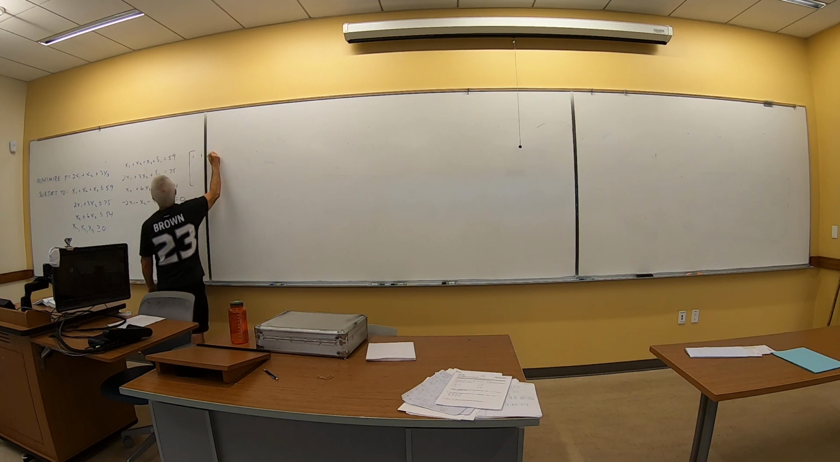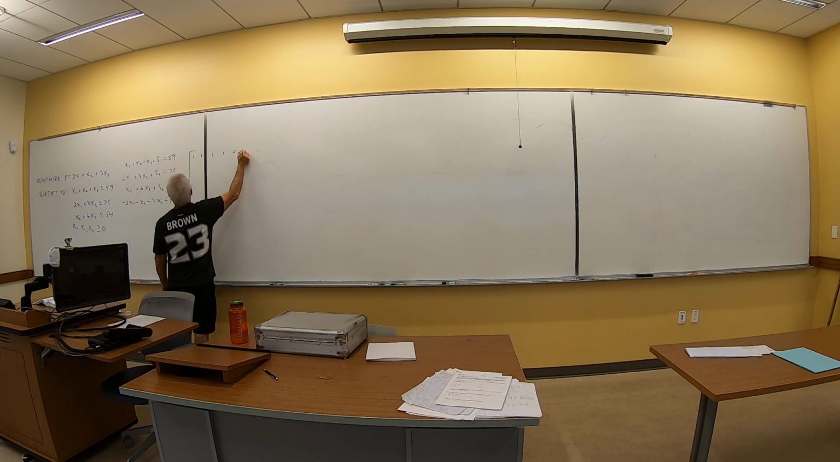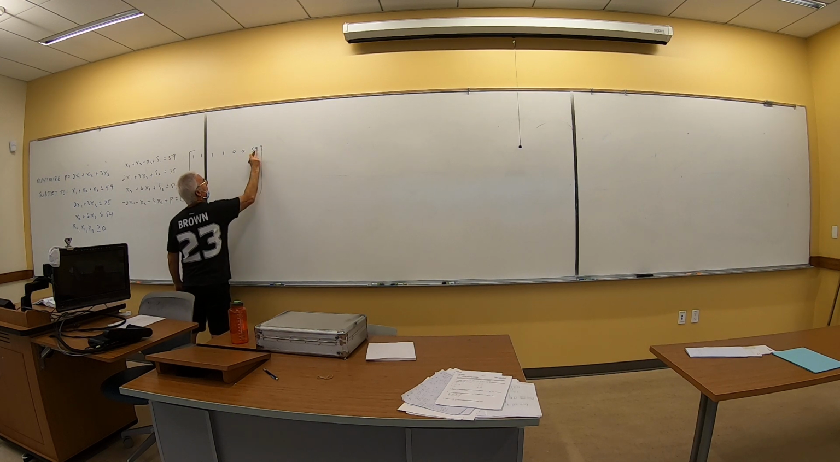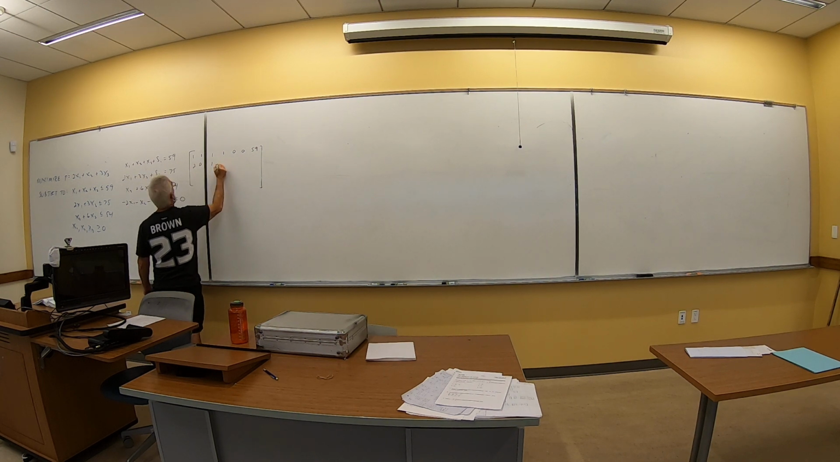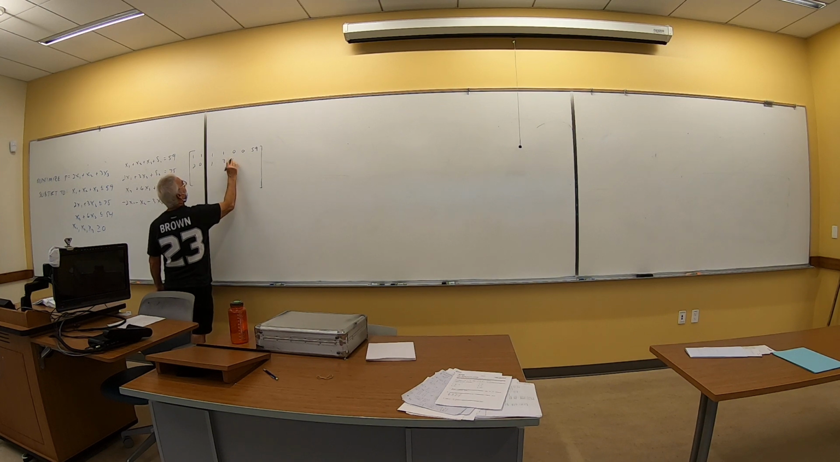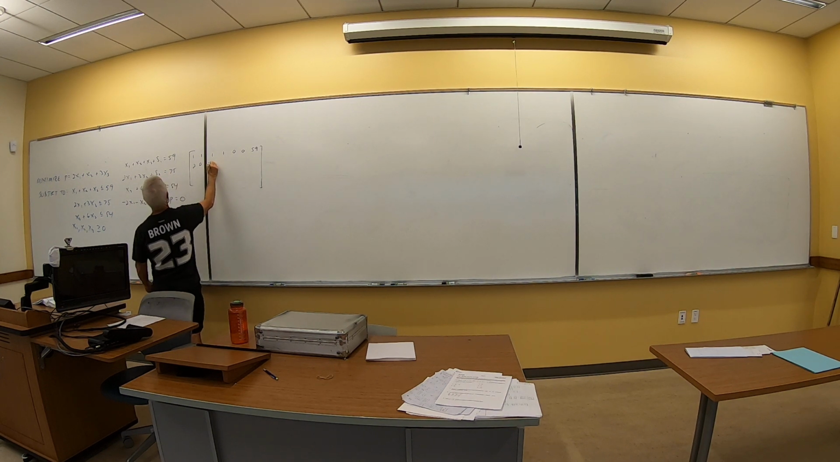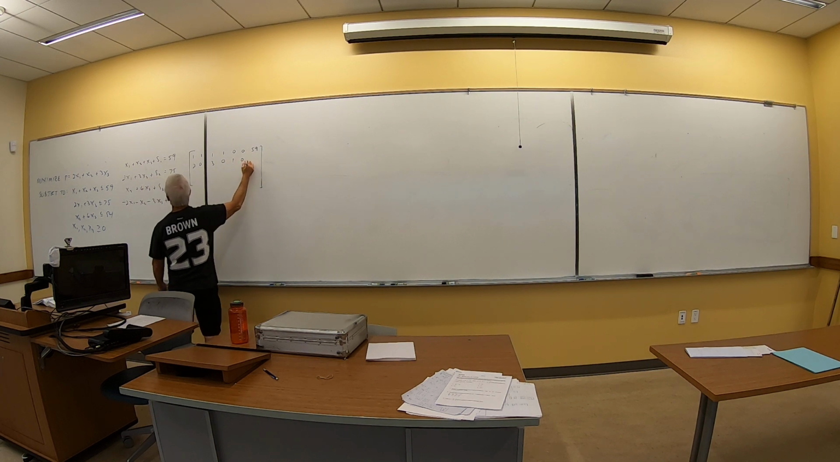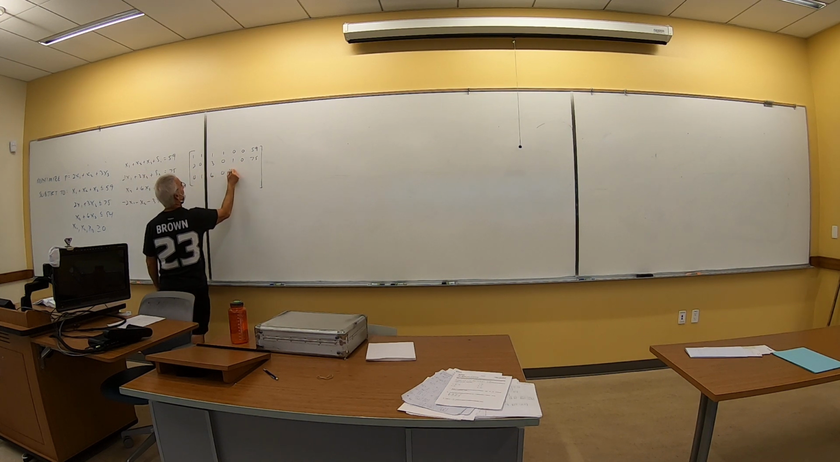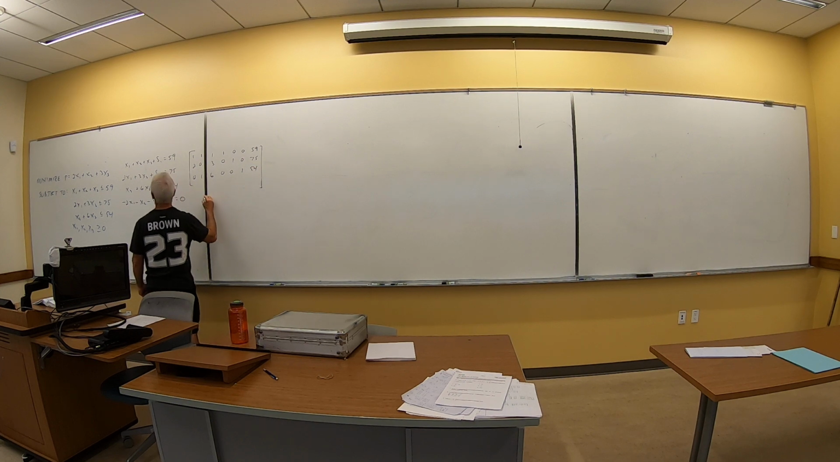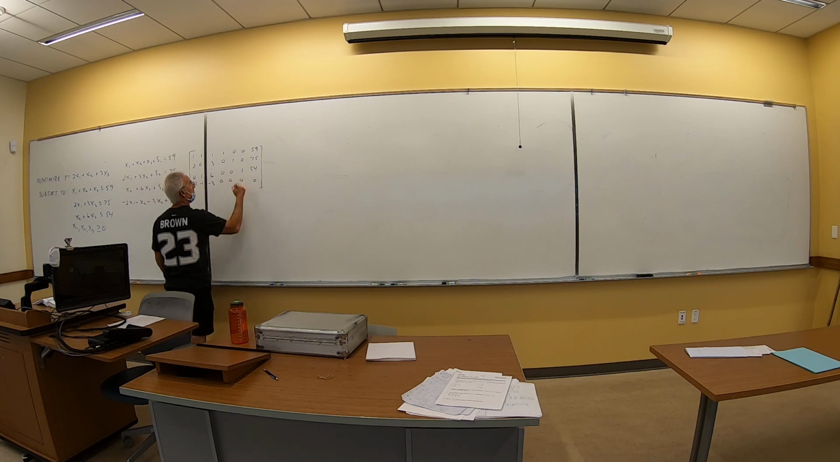So 1, 1, 1, 1, 0, 0, 59. Hope I can fit all this on here easily. Then 2, 0, 3, 0, 1, 0, 75. Then the next one would be 0, 1, 6, 0, 0, 1, 54. And then the last row, -2, -1, -3, and then all zeros.